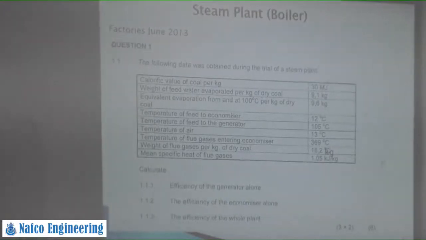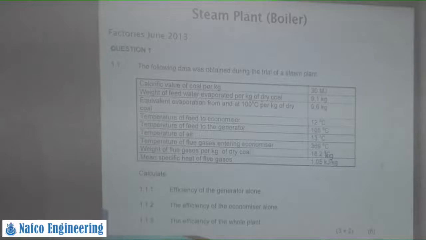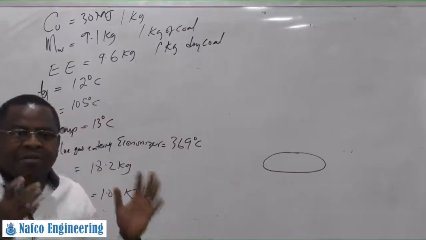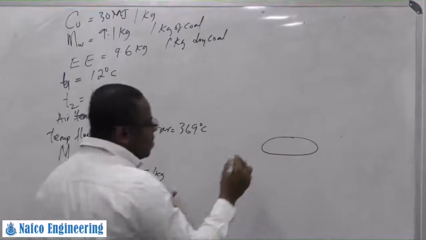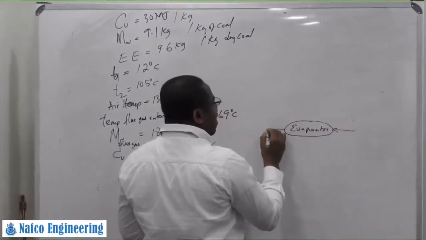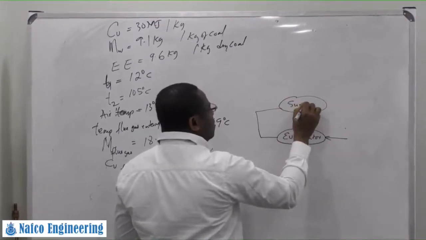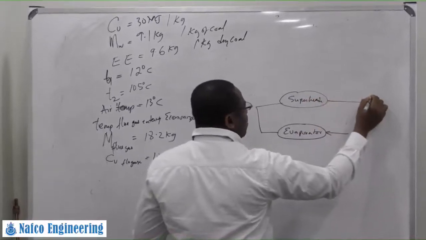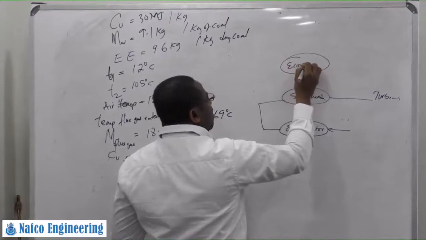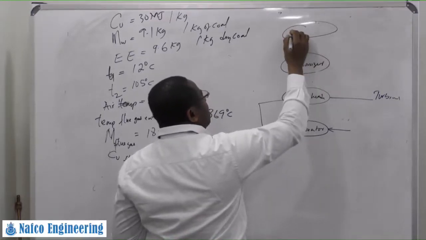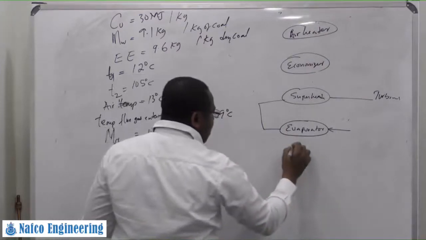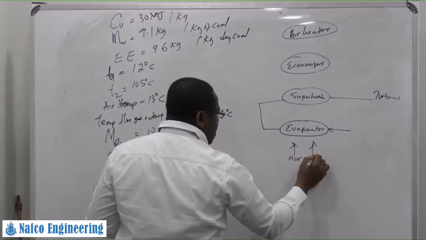All right, so now the question is to calculate the efficiency of the generator alone. That's what I'm saying, you need to sketch. Let's say I sketch like this. This is our generator. We talk about the generator, we talk about the evaporator, right? Yes, because it's a steam generator. So we have our evaporator here, which something goes in there, something comes out and gets into the superheater, and then goes out to the turbine. And then you're going to have the economizer, the air heater, if it is there, and then we have our air and our coal.